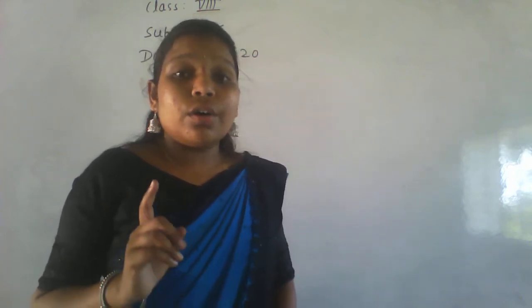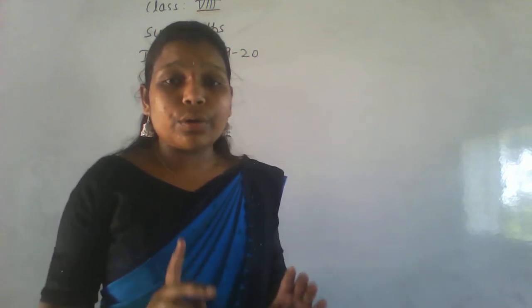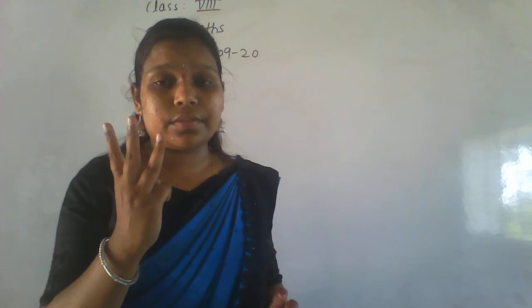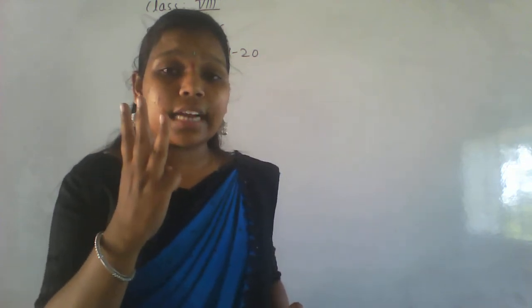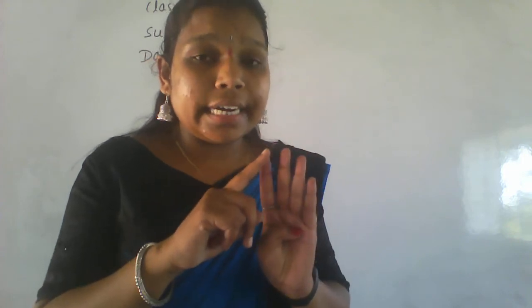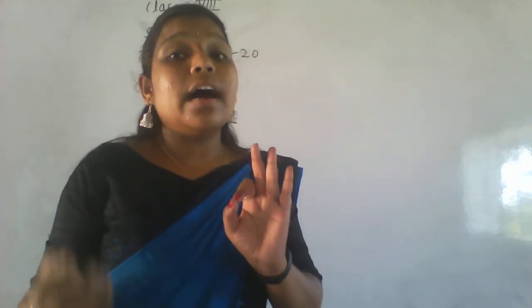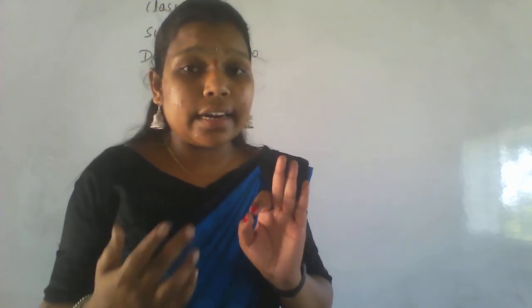Okay, so first, while solving word problems, what do we have to do? First, we have to read the question thrice. Not once, not twice. You have to read it thrice. First time when you are reading, just start reading that problem. When you are reading a second time, then understand the problem. Once again understand the problem.